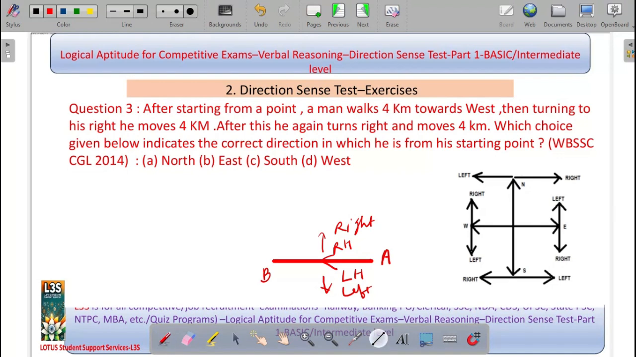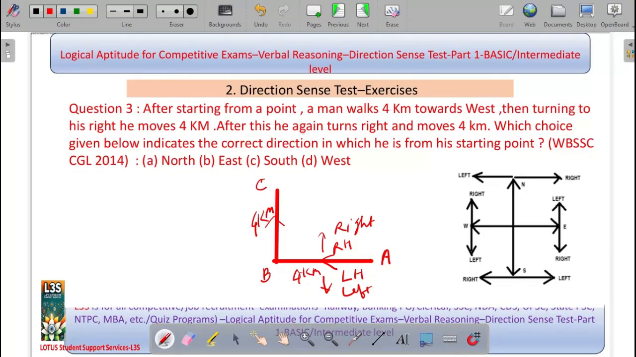Now then turning to his right, he moves 4 kilometers. So as I said, right side will be towards north, so from here he has to go this way towards his right 4 kilometer. This is 4 kilometer. This is C. This is also 4 kilometer.